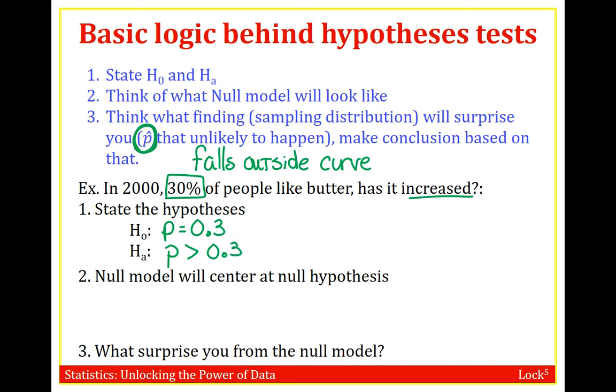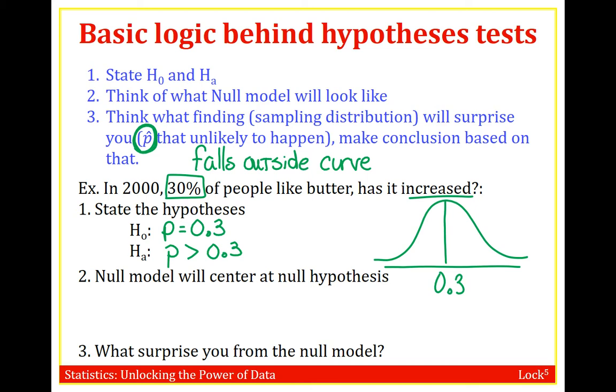It says the null model will center at the null hypothesis. Well, what that means for us, and I'm going to draw a little higher here, is that on the centering curve, the middle of that null will be 0.3. We always center at the null.